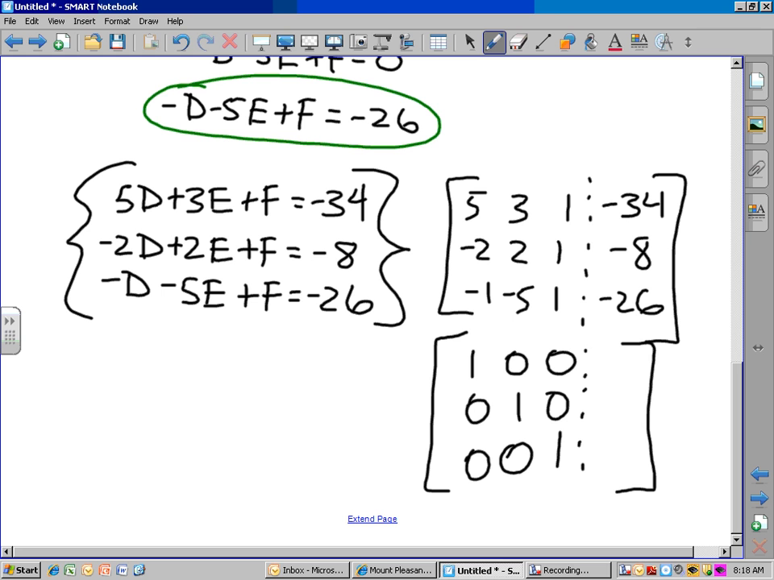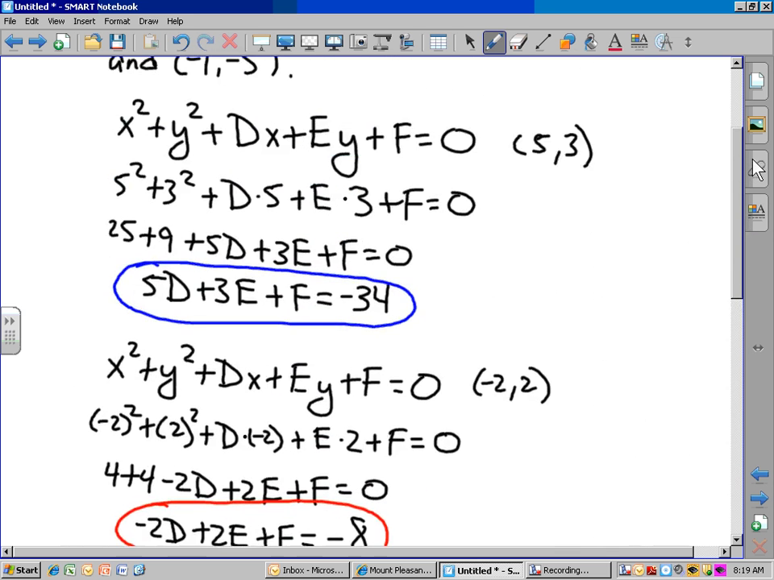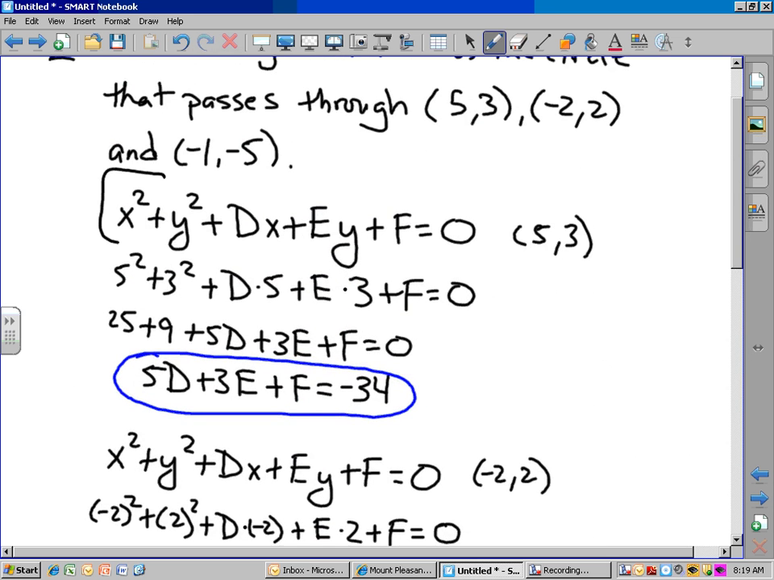If 1 represents this first space, what would it represent here in our equation? Just D. There's no E, there's no F, and 1 times D is D, so this first will tell us what D is equal to. What's the second one going to be? What E is equal to. And the last one, what F is equal to. If we know what D, E, and F are equal to, we can plug it back into our general form, and we will know what our equation is.